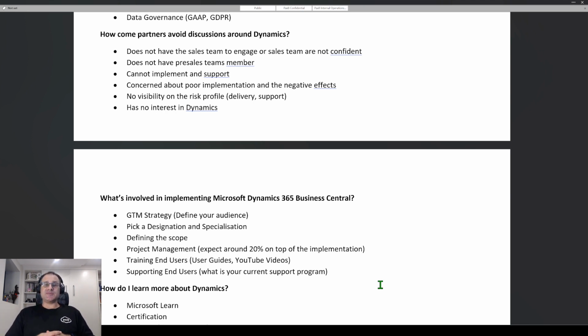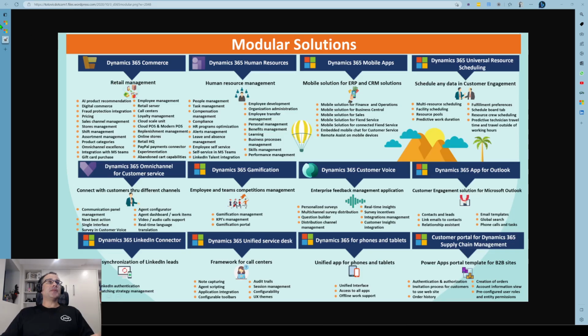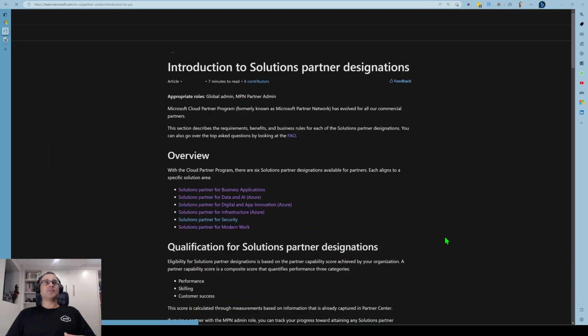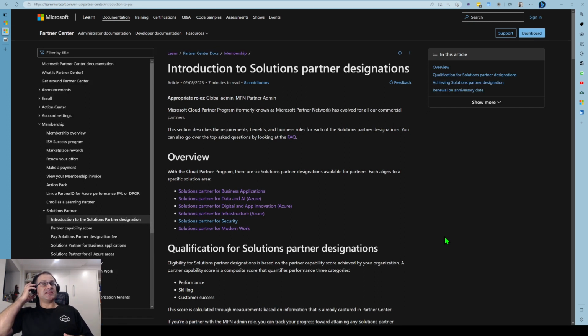Again, picking designations and specializations. So Microsoft changed their gold and silver competencies, October last year it was. They now have these designations that specifically allow you to align to a certain type of designation or specialization. I actually have a slide on that here, which I can share with you. I think it was this tab here. So this is an example of the solutions partner for modern work. And as I mentioned, there are 6 different designations. If I click on here, you'll see that. I'll also share this link. So as you can see, there are the 6.